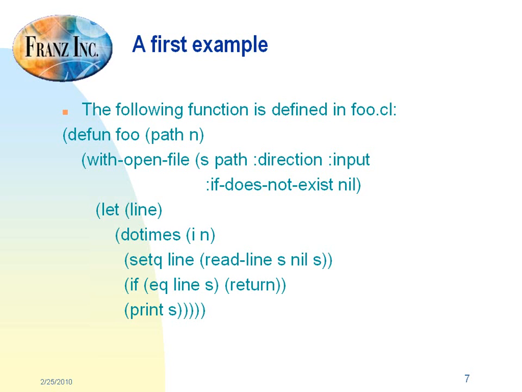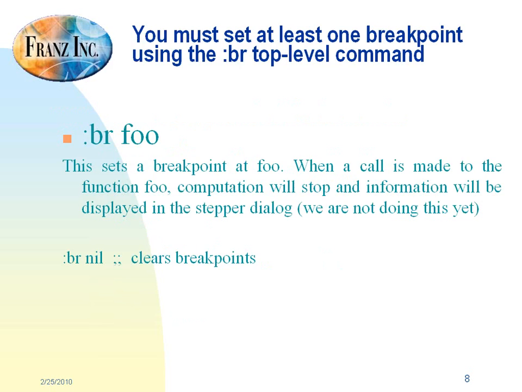So as I said, the function foo is supposed to read some lines of a text file and print a number of them out as you specify. But there's actually an error in the function. It doesn't print the right thing. It simply prints the stream object rather than the lines that you've read.